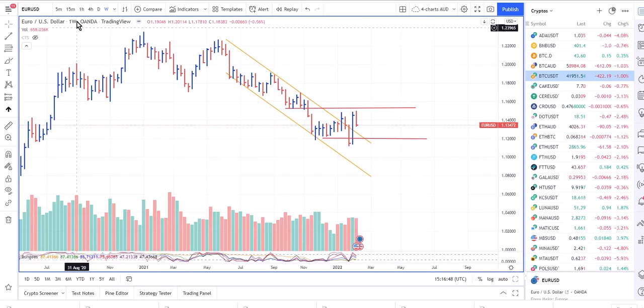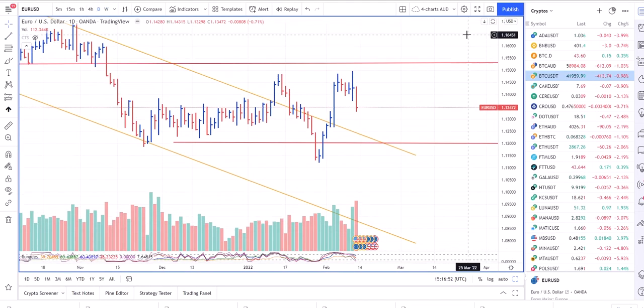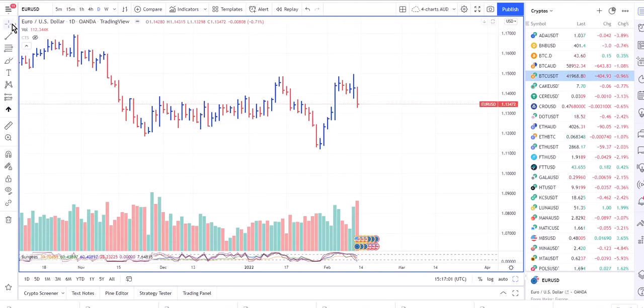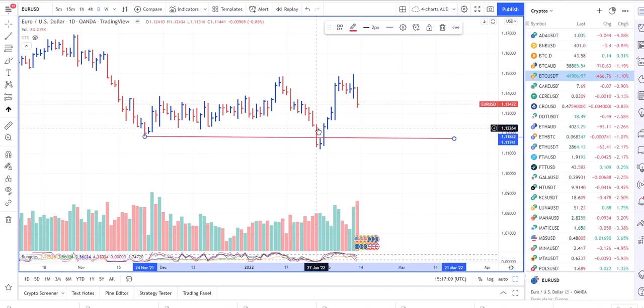Okay, now let's go to the daily time frame. On the daily time frame, I don't need any of those lines up here, because I can draw a little bit different kind of support and resistance zones. So first of all, this is the area I can see that's market resistance up here.